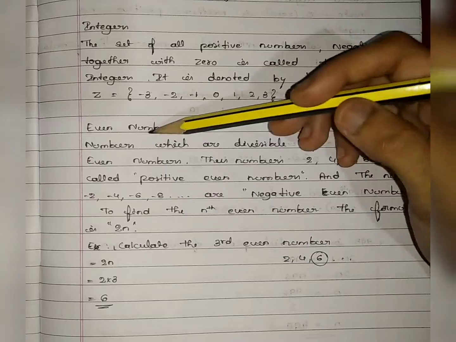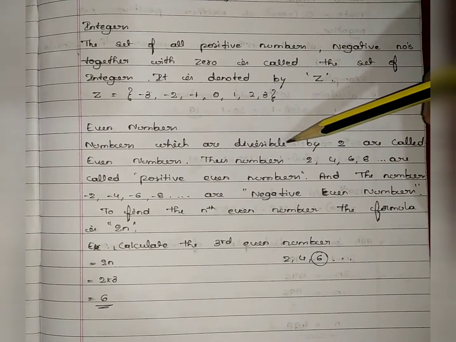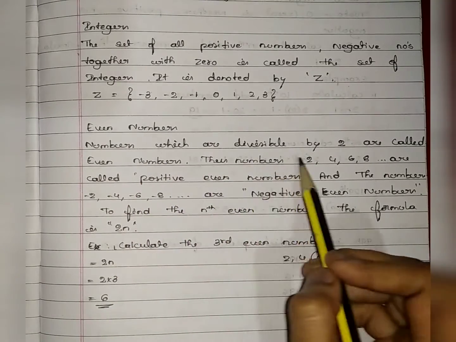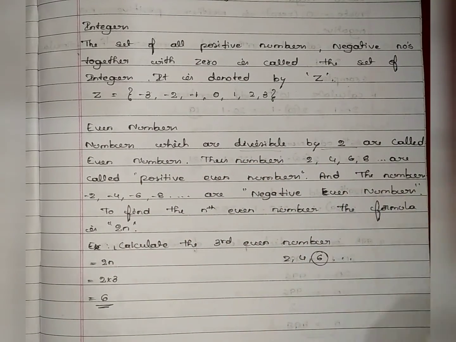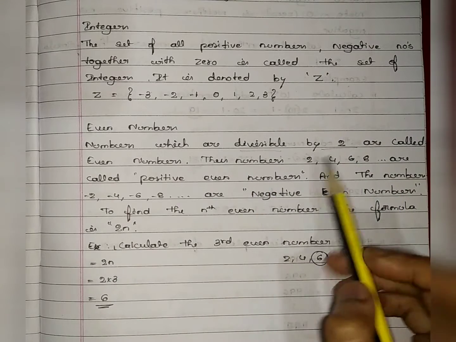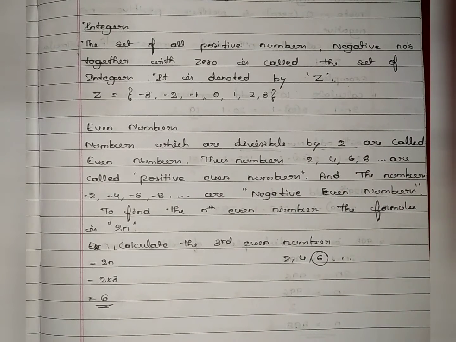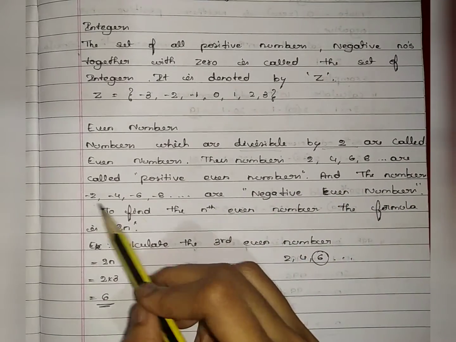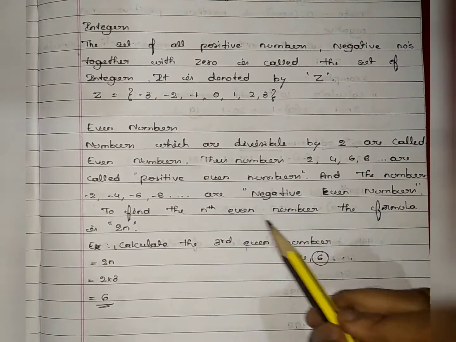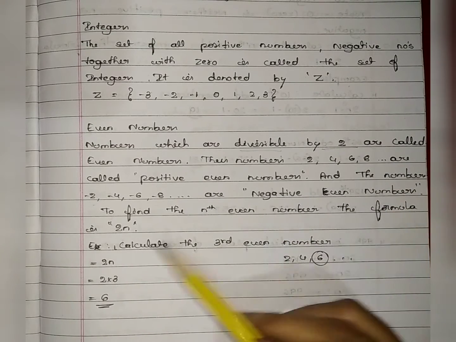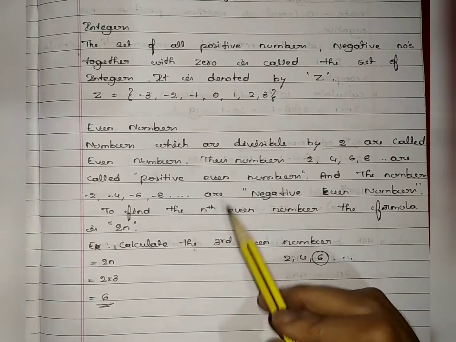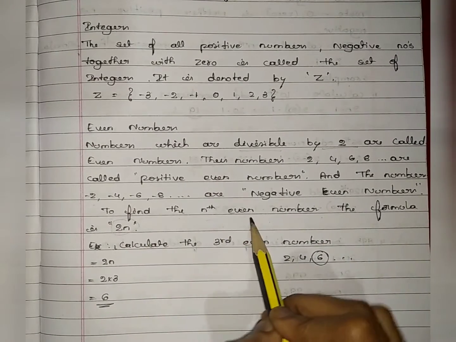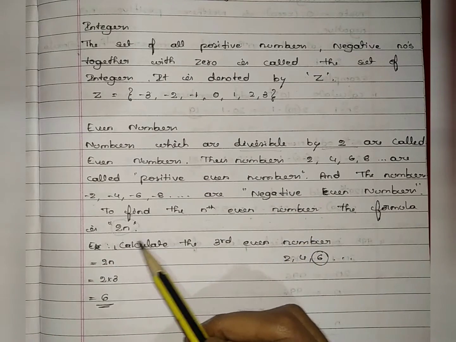So the next concept is even numbers. Even numbers are the numbers which are divisible by 2. Thus numbers 2, 4, 6, 8 up to unlimited are called positive even numbers. And the numbers minus 2, minus 4, minus 6, minus 8 are called negative even numbers. To find the nth even number, the formula is 2n.